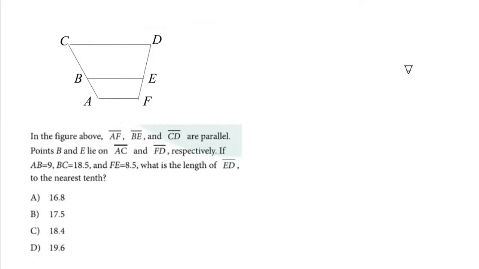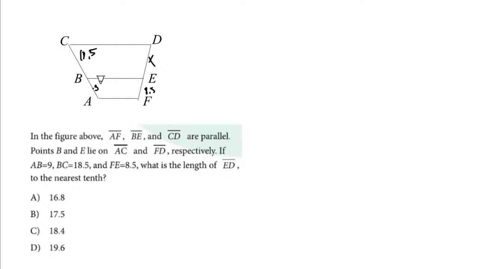So in the figure above, we have AF, BE, and CD that are parallel to each other, BE and CD. So they're parallel. So it means that these angles are equal, like the mean equal angles, etc. And points B and E lie on AC and FD respectively. If AB is 9, so this is 9, BC is 18.5, FE is 8.5. What is the EVX?